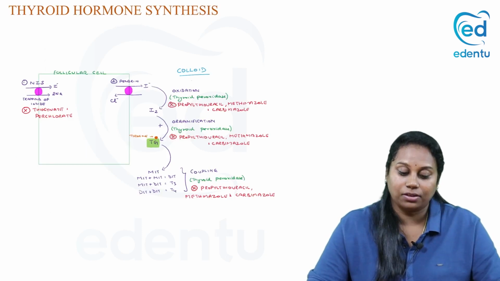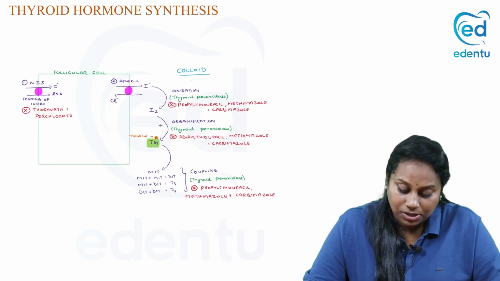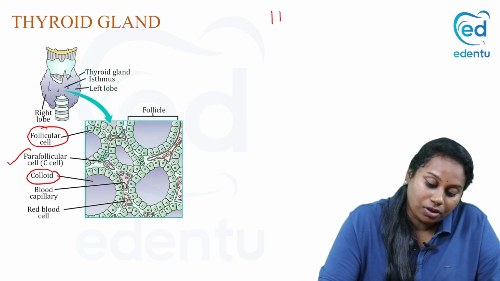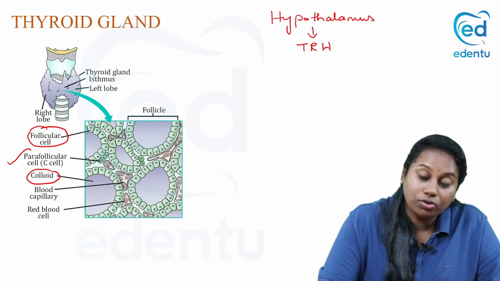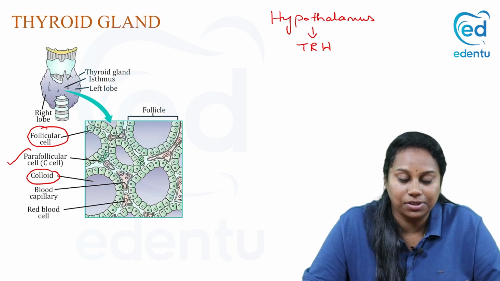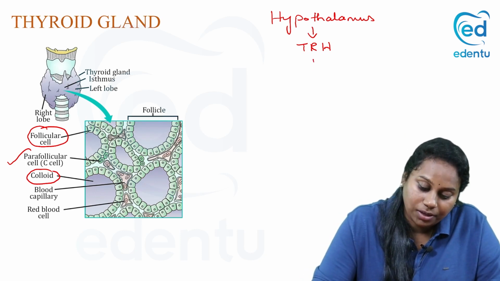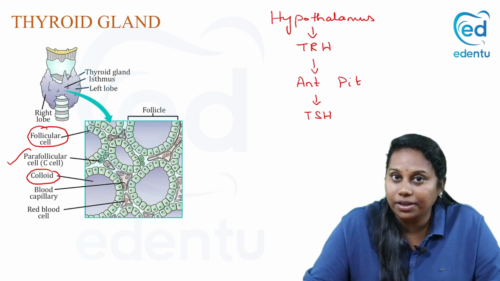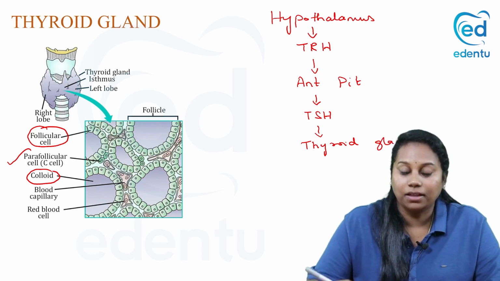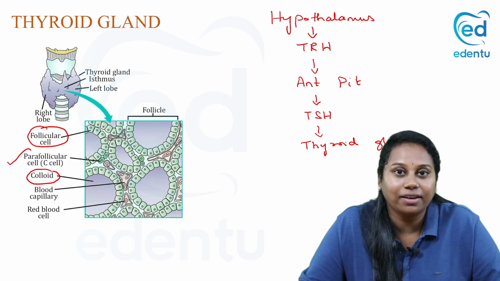Let's learn about the synthesis of thyroid hormones. First of all, what is the trigger for production of these thyroid hormones? Your hypothalamus produces TRH. See, I already told you all releasing hormones of the anterior and posterior pituitary are produced from the hypothalamus. The hypothalamus produces TRH. This in turn acts on the anterior pituitary, and anterior pituitary produces TSH, thyroid stimulating hormone, which in turn acts on the thyroid gland, and thyroid gland produces your thyroid hormones T3 and T4.